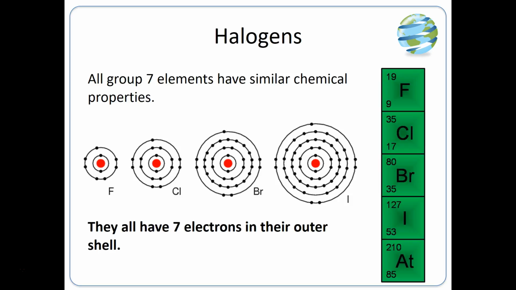Now, as we are aware, elements want to have a full outer shell. So for halogen atoms, it is easier for them to gain 1 electron than it is for them to lose 7. So when they gain 1, they will fill this outer shell.